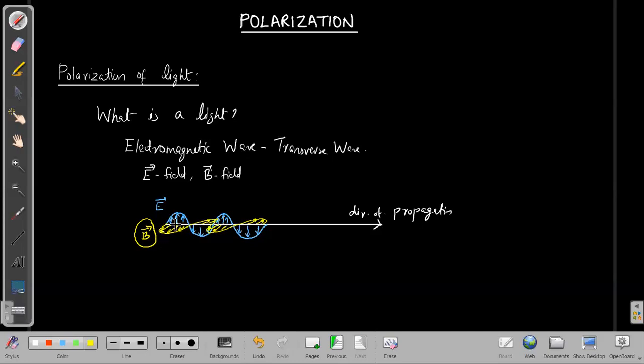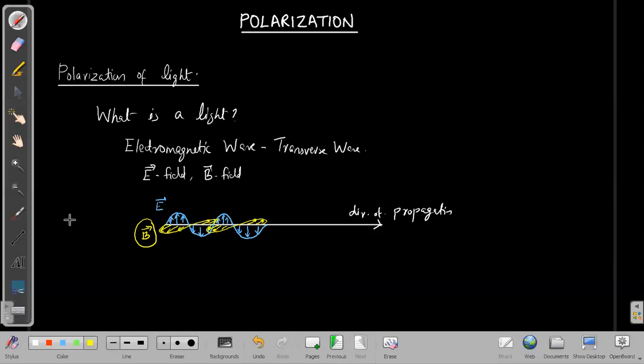Okay, so your electric field is oscillating in the vertical direction. So for the time being, I will give more importance to the oscillation of electric field, and I will just sideline the presence of magnetic field for the time being. So if the electric field oscillation is confined in a plane, then it is called a polarized wave.